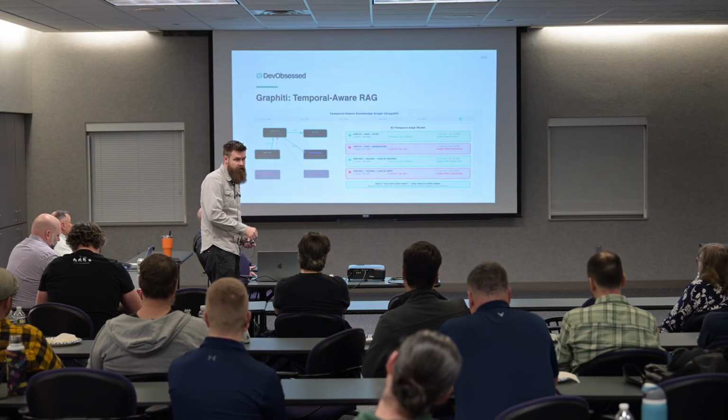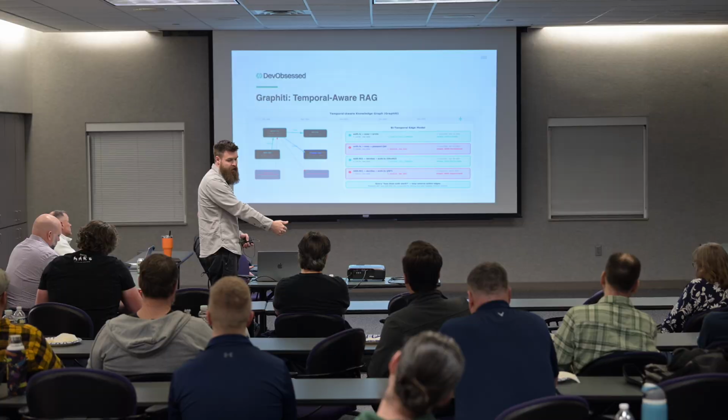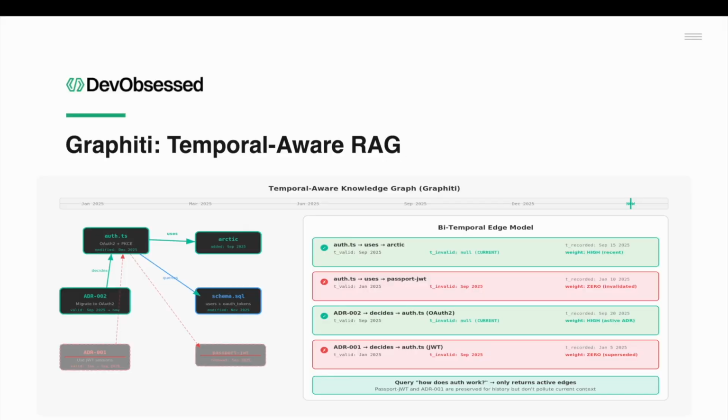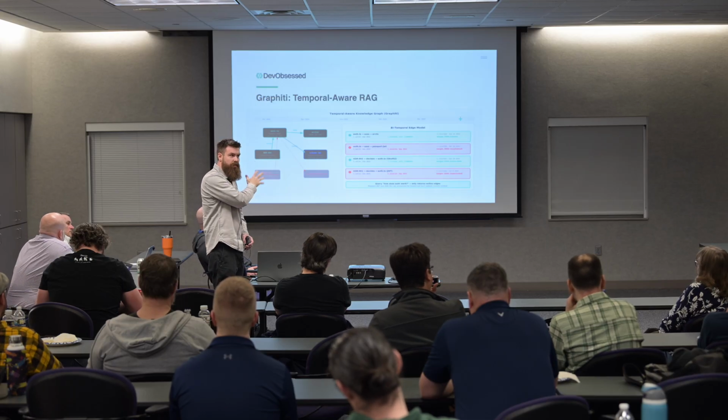That brings us to a temporal aware graph RAG. And so you can see the ADR on the bottom left, 001, has now been superseded by ADR 002. So when it asks about something that's in that ADR, it only references that point. And I think this is kind of where it's going.